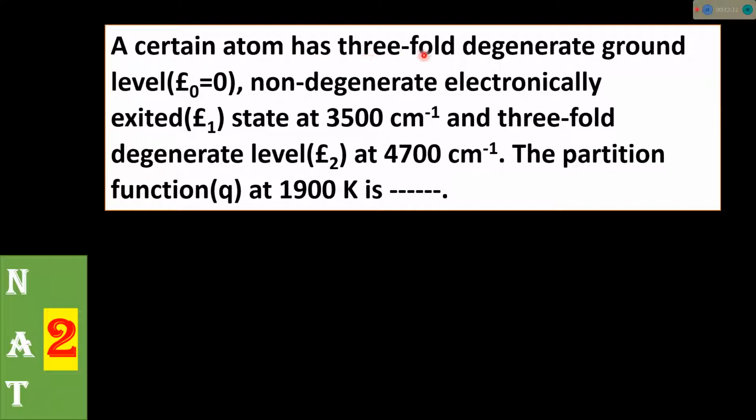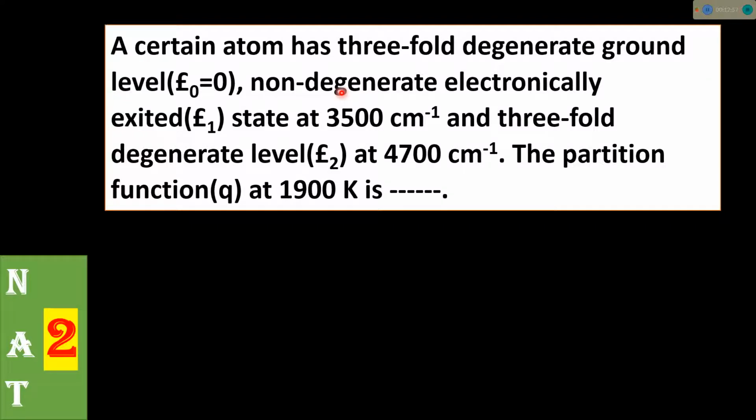a certain atom has a threefold degenerate ground level, meaning epsilon 0, whose energy value is 0, has degeneracy 3. Threefold degenerate means the degeneracy of the ground state is 3, and there is a non-degenerate electronically excited state, epsilon 1. The energy value of epsilon 1 is 3500 centimeter inverse, meaning from 0 to the first excited state, and the degeneracy of the first excited state is 1.